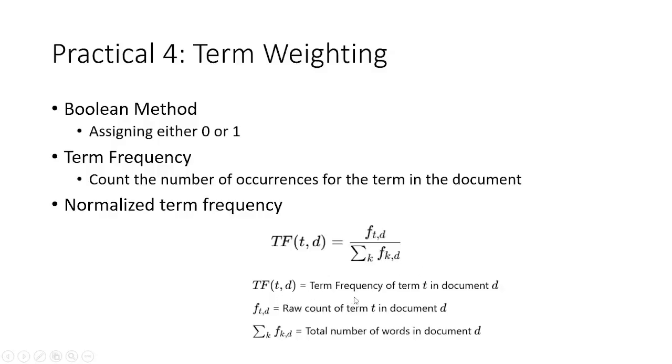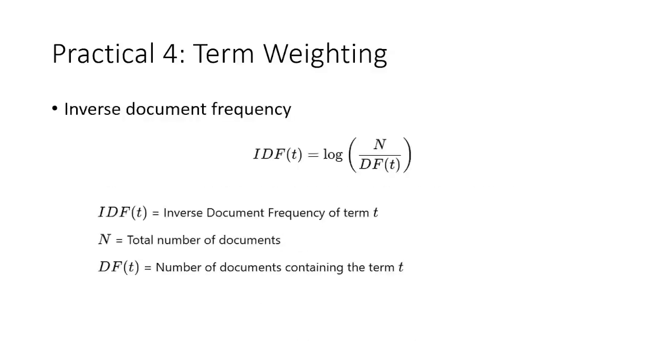So TF is the term frequency of term t in document d, and f of t,d is the count of the term in document d, and the sum of all the frequencies, the count of terms in the document, is the total number of words in the document.